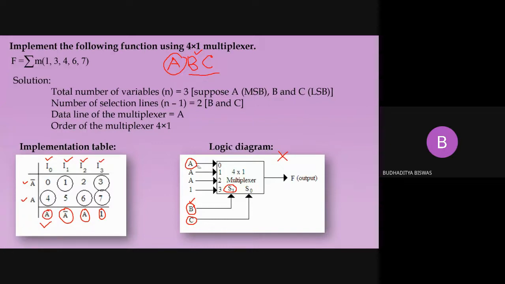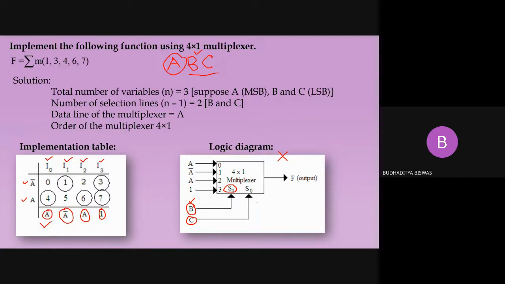So A bar is connected to I1. Then A is connected to I2, and I3 is connected to 1. So this is our drawing. This is called the implementation of the given function using the suitable multiplexer. Don't worry, we will do some examples in the next slides.